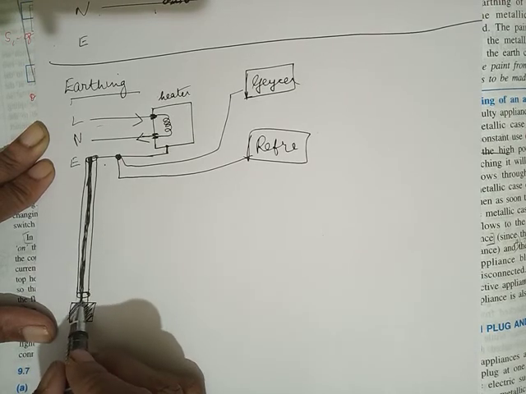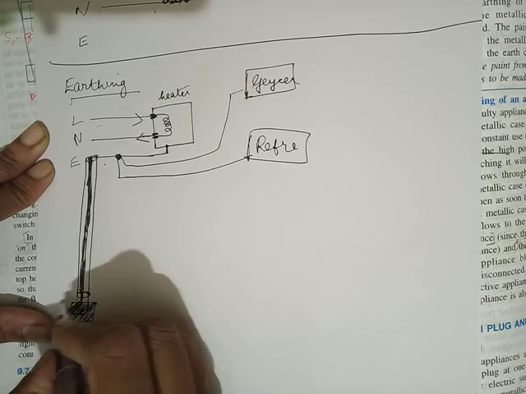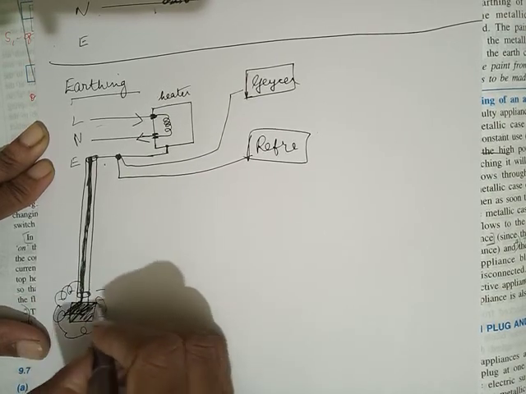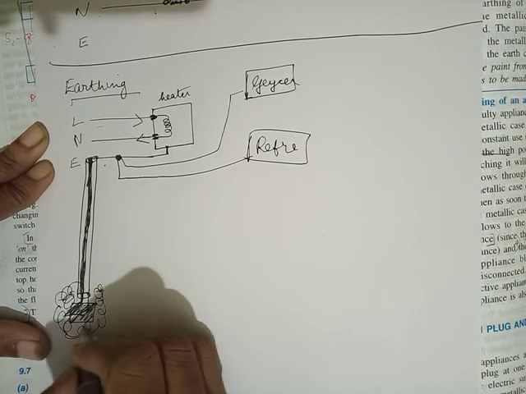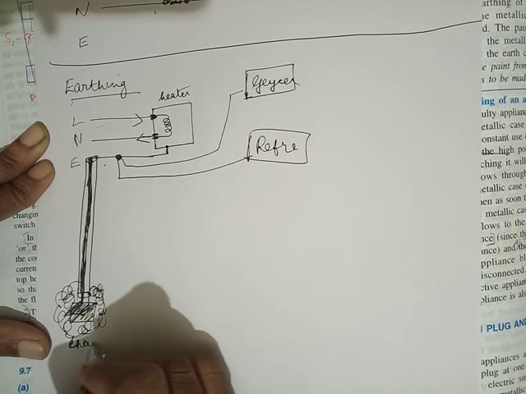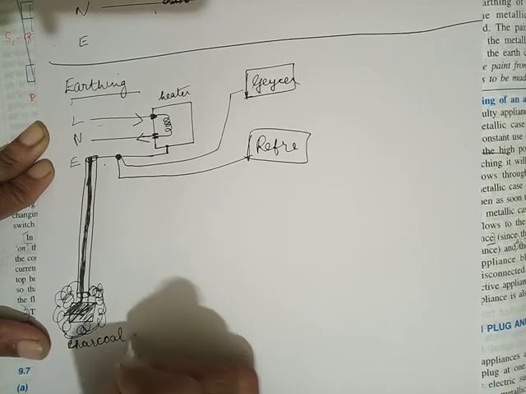Then they put a copper rod surrounded by some insulator covering, and the end of this rod is connected to a plate kind of a thing, and this is surrounded by charcoal and a mixture of charcoal and salt, so that it forms a good conducting layer.